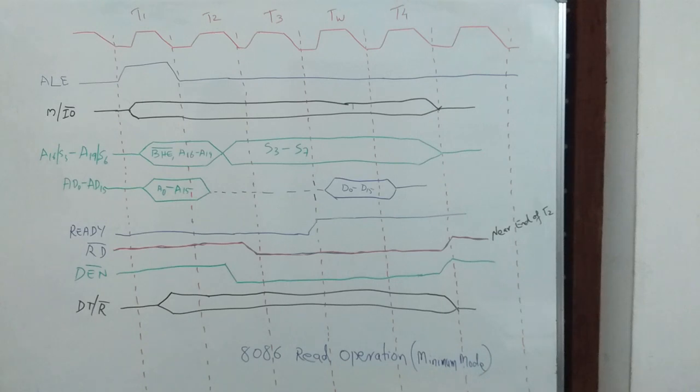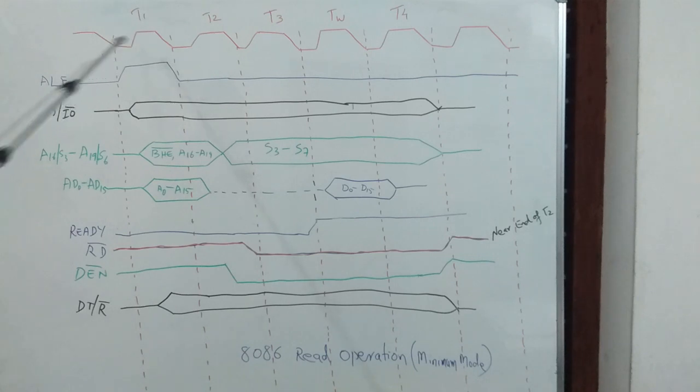This is the timing diagram of 8086 read operation in minimum mode. To perform a read operation, the CPU has to generate ALE, M/IO bar, address and status signals, BHE bar, then wait for the device ready, then read signal, data enable, data transmit or receive. There are 4 T states including a wait state for this read operation.